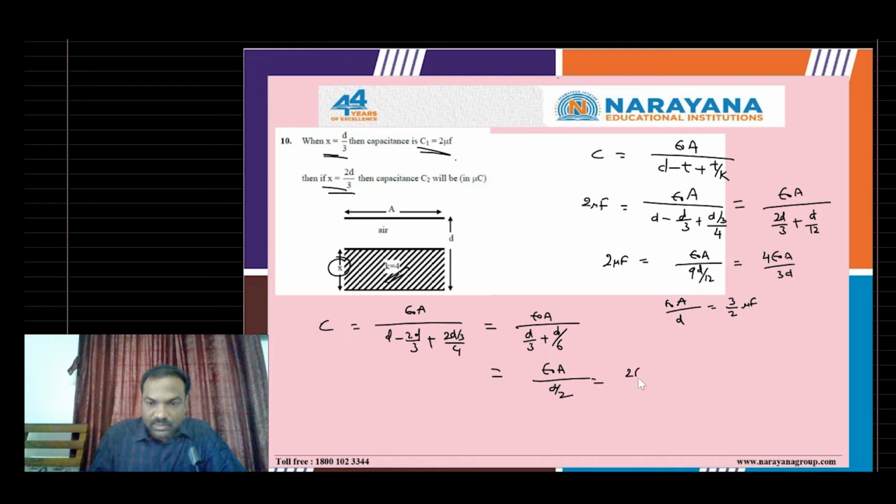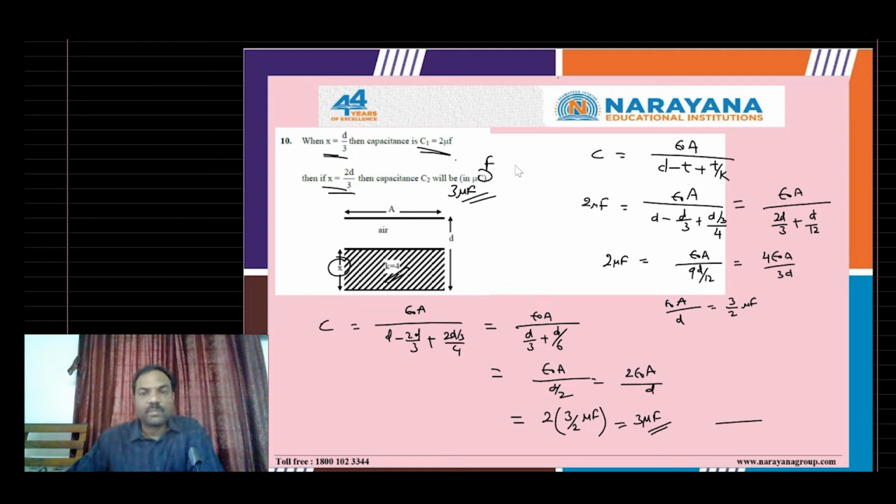Then you will get 2 times epsilon naught A by D. We know that epsilon naught A by D is equal to 3 by 2. So 2 times 3 by 2 microfarad, ultimately you will get 3 microfarad. So for the second case, the capacitance value is equal to 3 microfarad. The unit should not be C, it should be F. Because we are calculating capacitance, it should be in farads. Okay, so let us go with the next question.